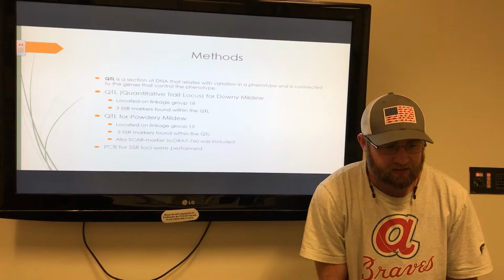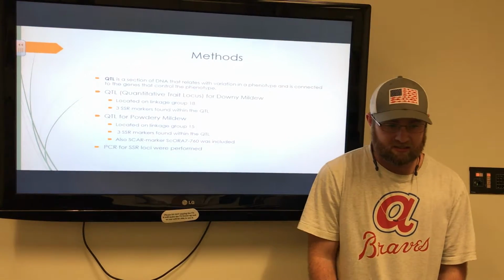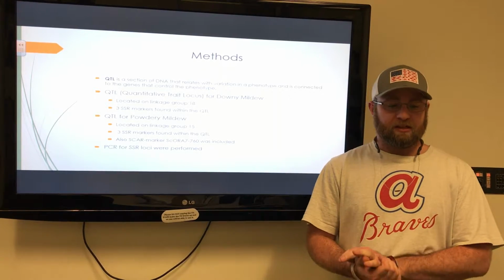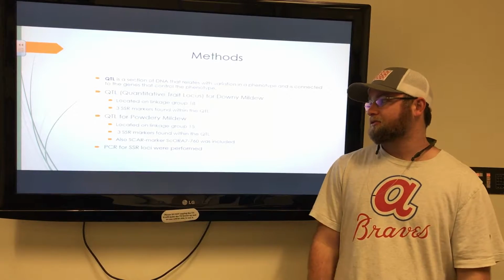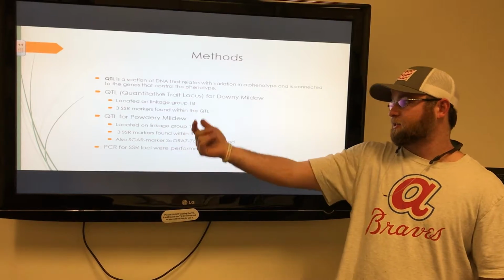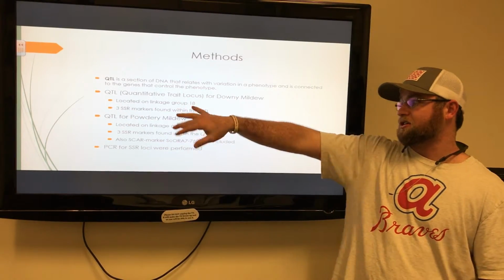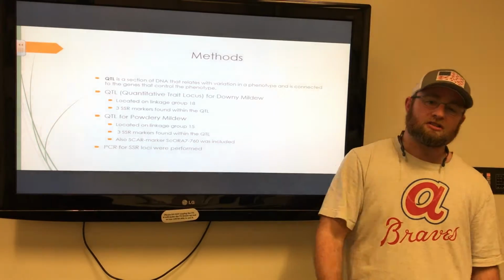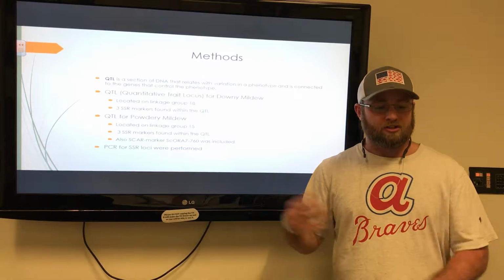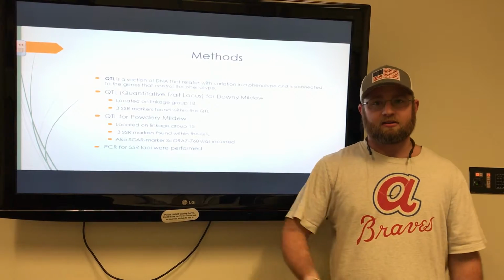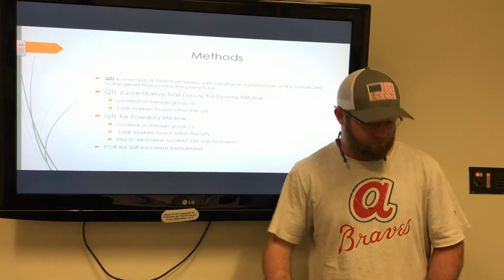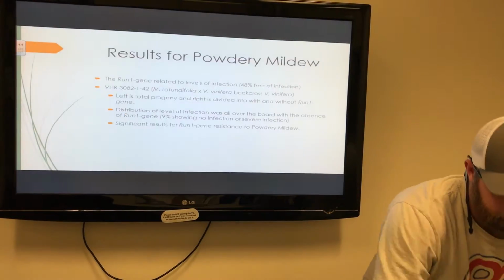So after that, they did a QTL for a genetic analysis. QTL is quantitative trait loci. They did that for downy mildew, and they also did that for powdery mildew. They found 3 SSR markers for each. Within the QTL for downy mildew, they found linkages on group 18, and for powdery mildew, they found linkages on group 15. They also found SCAR markers related to powdery mildew, the SCAR marker score A7, 6, or 760 on that QTL strand. Or loci, pardon me.